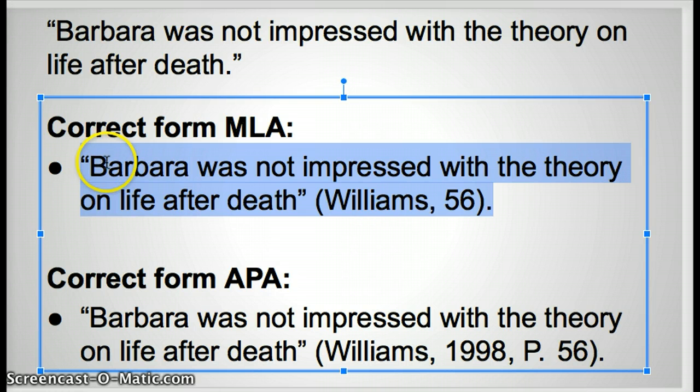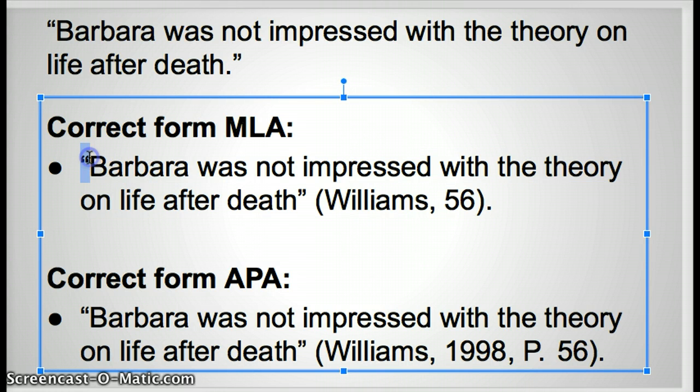We have the quote here, right? Open quotation mark, Barbara was not impressed with the theory on life after death. You notice I took out the period. I do have the ending quotation mark. I have a space. Then I have the citation, which is the last name, a comma, the page number, and then I put this ending punctuation after the citation. Okay? So I removed the period after death and I moved it to the end of the citation here. All right? So that is correct.